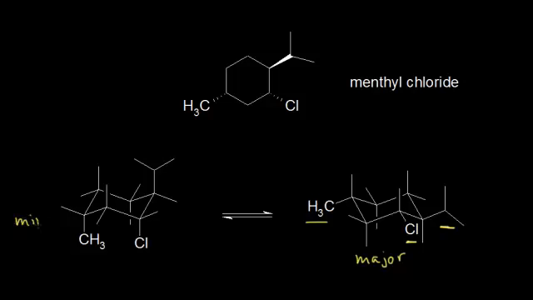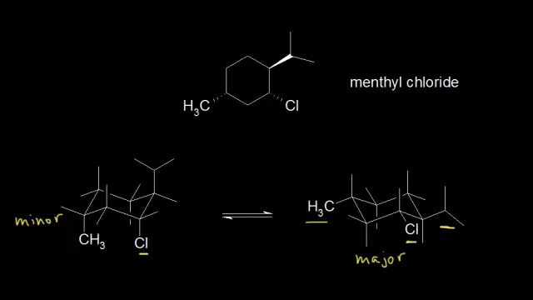This one's minor because all of our bulky groups are axial, right? The methyl group is axial, the chlorine is axial, and the isopropyl group is axial. So, which one of these 2 conformations is going to be the one that's important for our mechanism? Well, our leaving group needs to be axial. So, the minor conformation is where our leaving group is axial for this one.